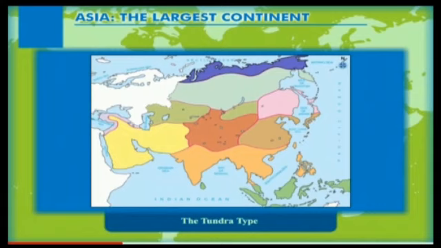So the first one, the tundra type. This type of climate is experienced by the region comprising the northernmost area of the Siberian plain in Russia. Now what are the features of the tundra type? It experiences a long and freezing winter, recording as low as minus 50 degrees Celsius. The summers are short and cool, and the annual precipitation is around 20 to 25 centimeters, mostly in the form of snow.